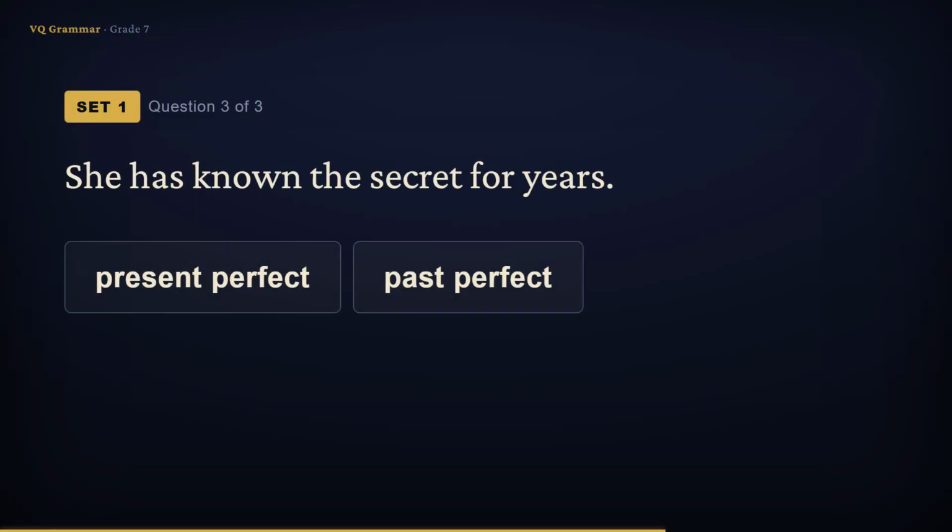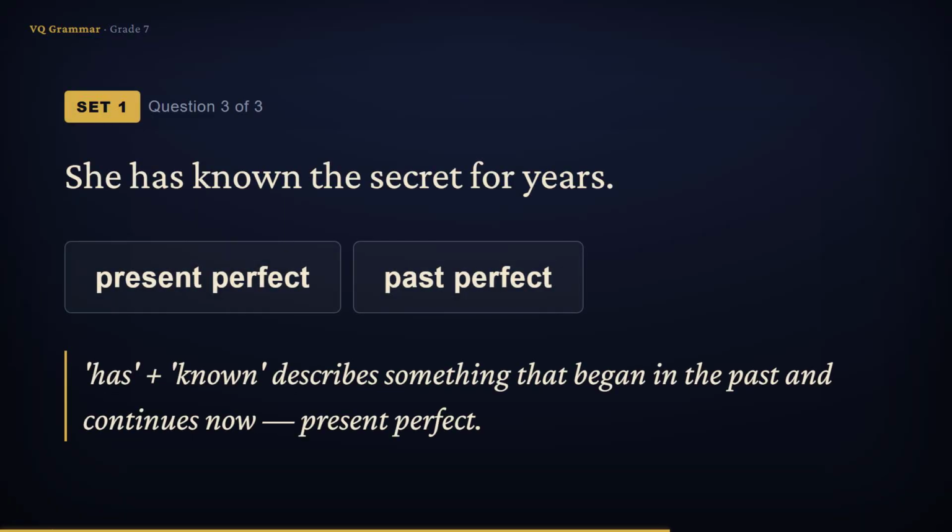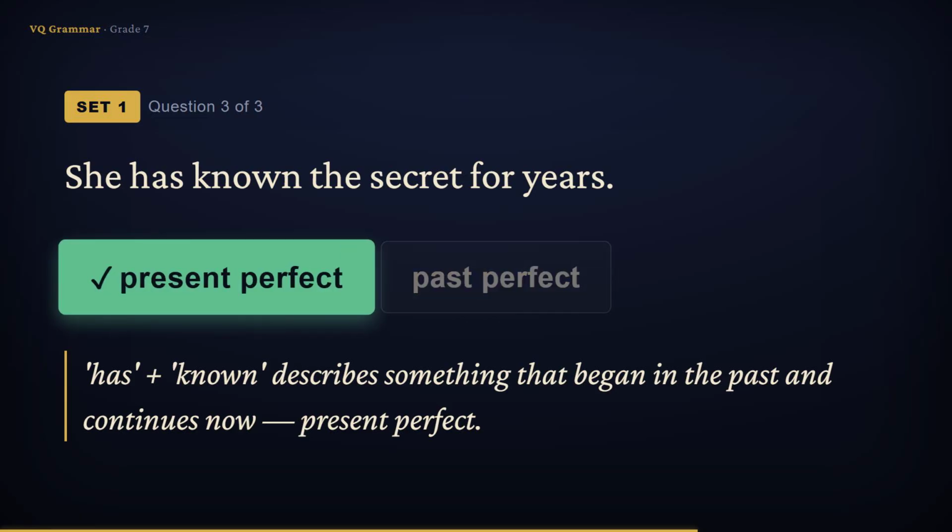She has known the secret for years. The helper is has, with the participle known. This is an action that began in the past and still continues now, which is exactly what the present perfect describes. So the answer is present perfect.